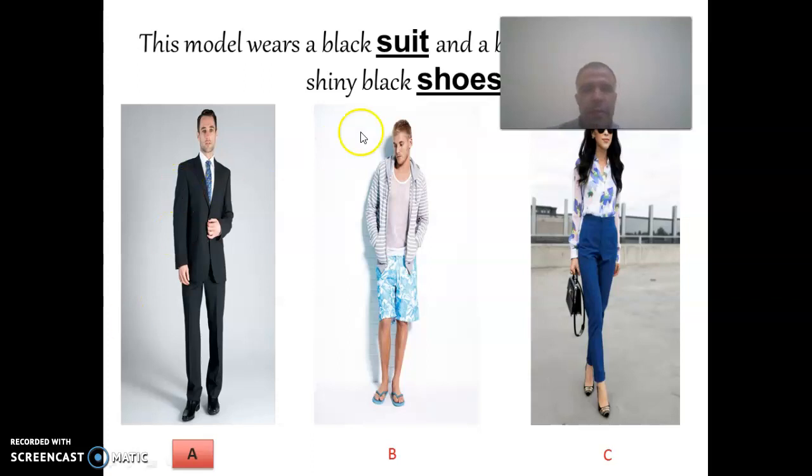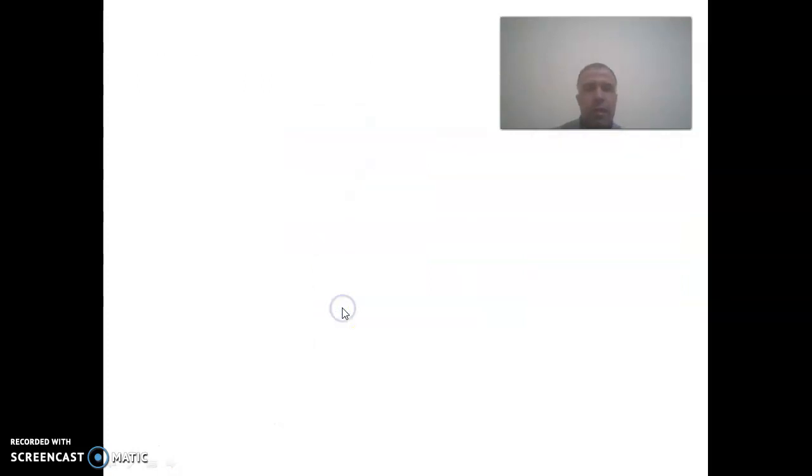Because here we have a black suit. This is a black suit, as you can see, black suit. Blue tie here, and black shoes. We move on to the next slide.